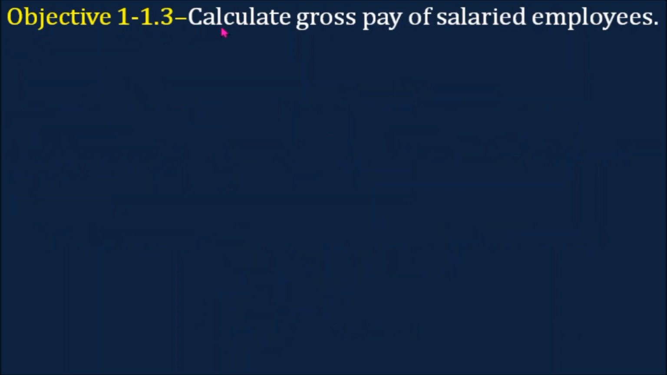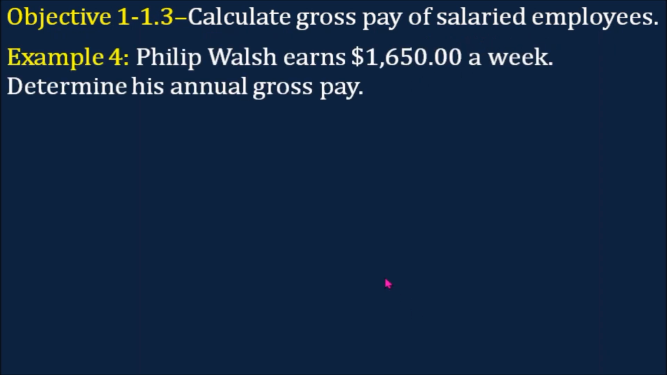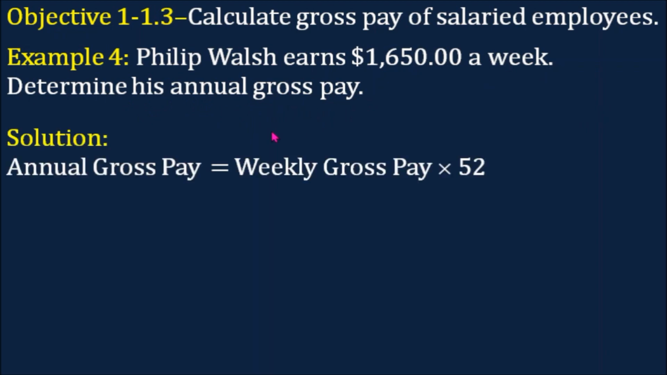Objective number 3, calculate gross pay of salaried employees. Example number 4, Philip Walsh earns $1,650 a week. Determine his annual gross pay. So this is our formula. Annual gross pay equals weekly gross pay times 52. Why times 52? Because there are 52 weeks in a year.